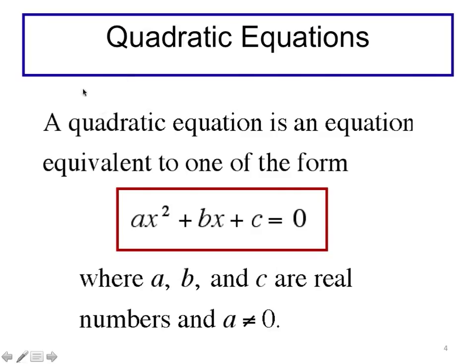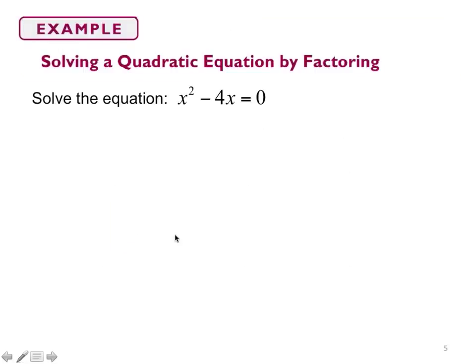Quadratic equations was kind of the next thing that we hit on in this class. So a quadratic equation is just any one that's in the form ax squared plus bx plus c, where a, b, and c are real numbers, and a is not equal to 0. Because if a were 0, then we wouldn't have a squared term, which would just make it linear.